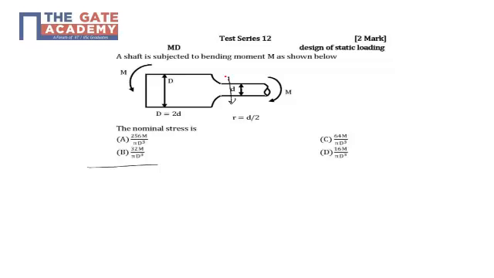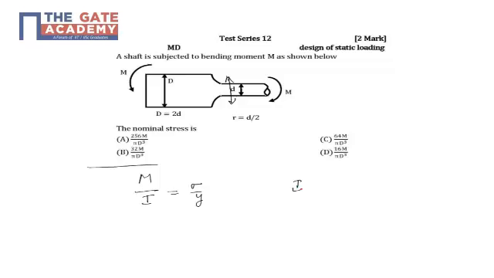Because the bending moment is the same, only the cross-sectional difference matters. The minimum cross section here will produce the maximum stress, so we will just find out the stress for this cross section. We'll use the bending equation, M by I is sigma by y.